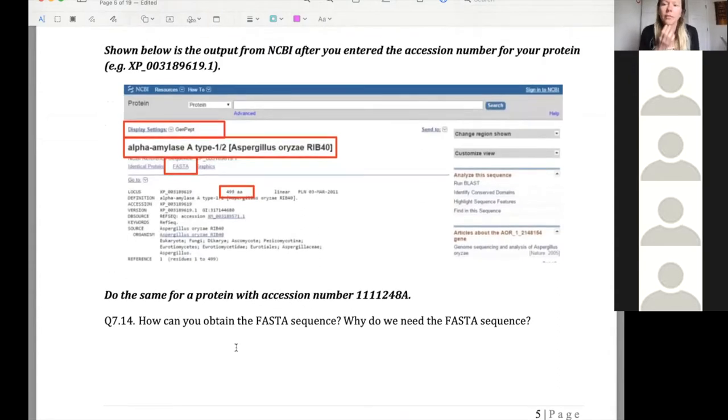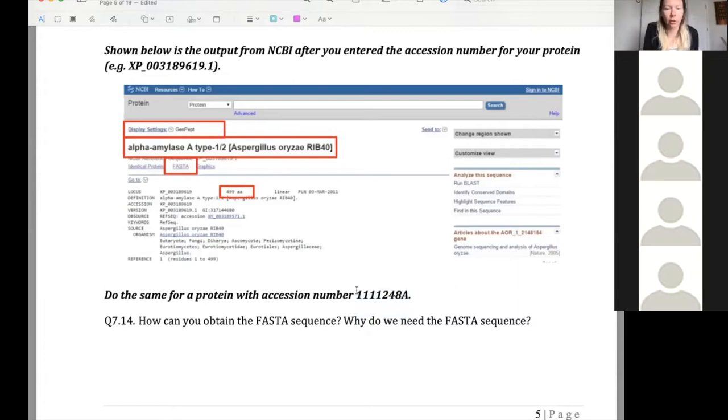Mm-hmm. So we put in whatever the address or whatever they ask us to search for. Yeah, the question in your exam will have a number like this one, and it'll say, enter this accession number, and then you'll have to answer some questions. Usually the questions are like, what species is this enzyme from? What is the name of this protein? It might ask you how many amino acids is this protein? Professor, that information is already on those websites, right? So we just need to know how to distinguish them.